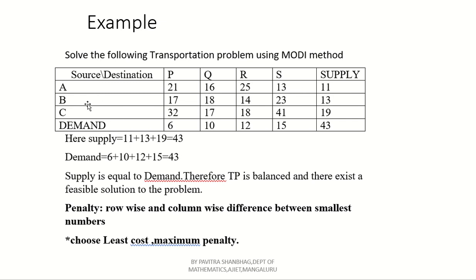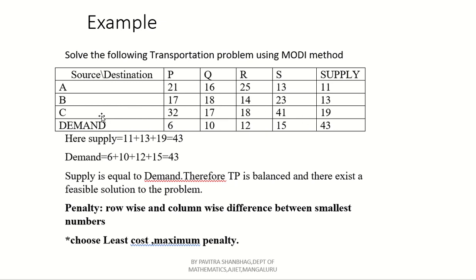And from the source B to the destination P is 17. From the source B to the destination Q is 18. From the source B to the destination R is 14. From the source B to the destination S is 23. And the supply from the source B is 13.